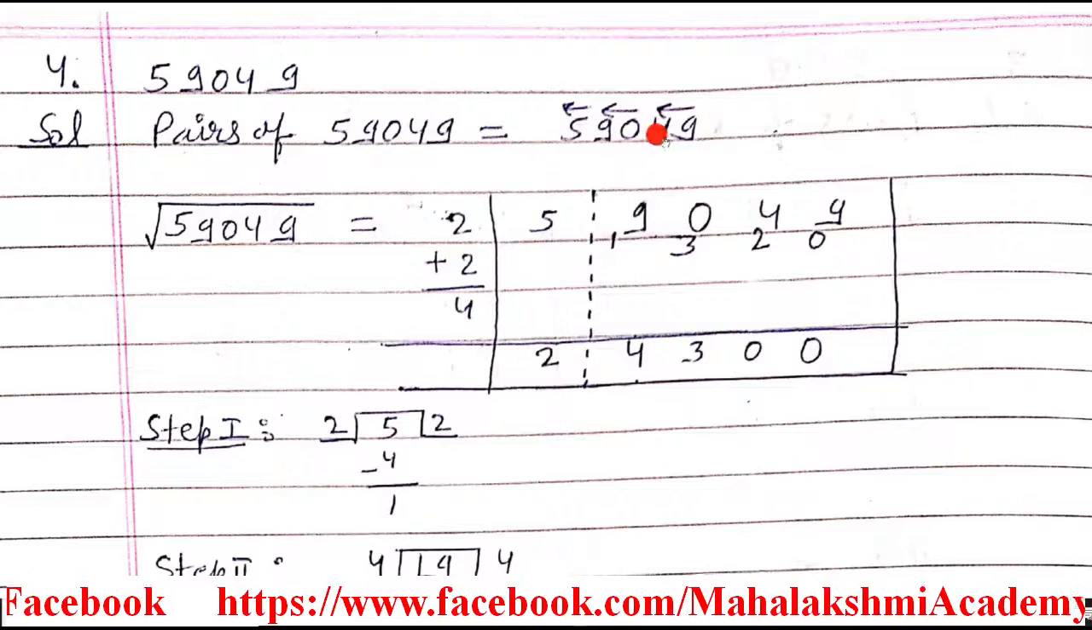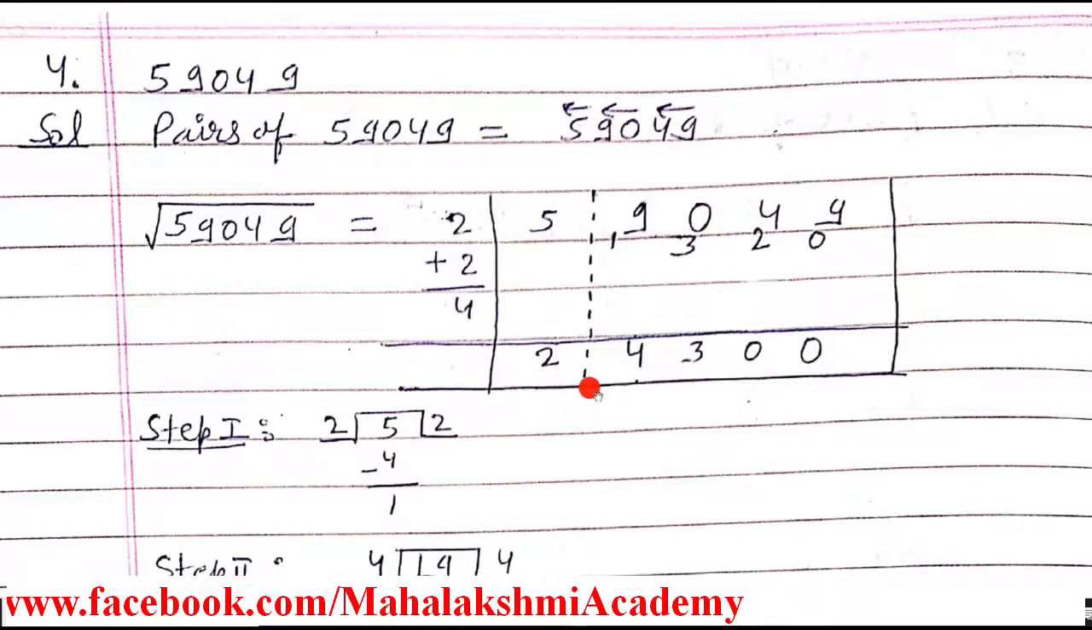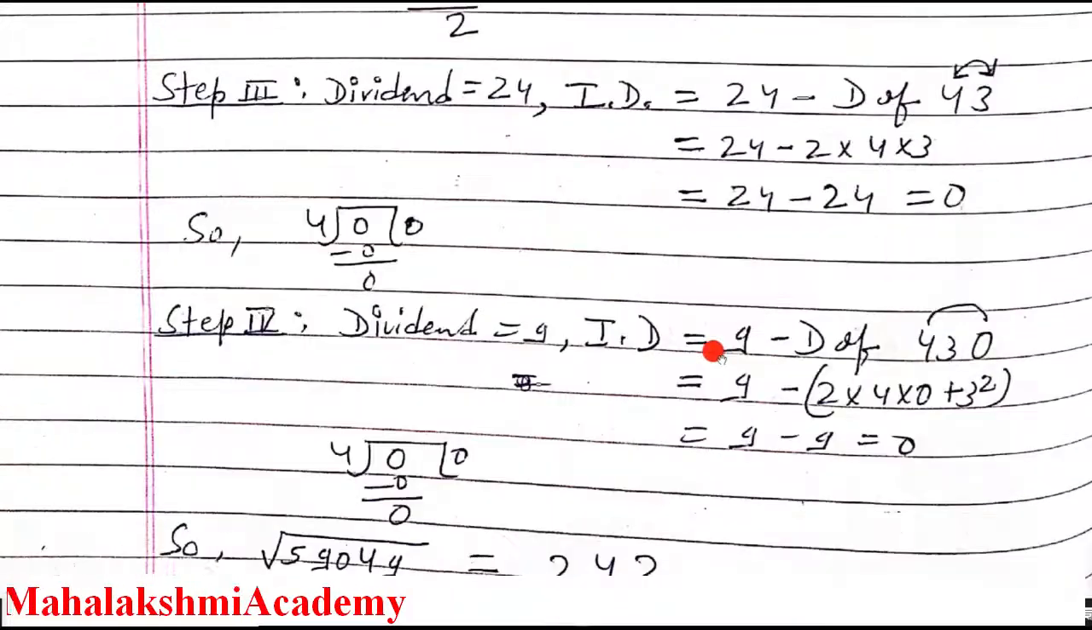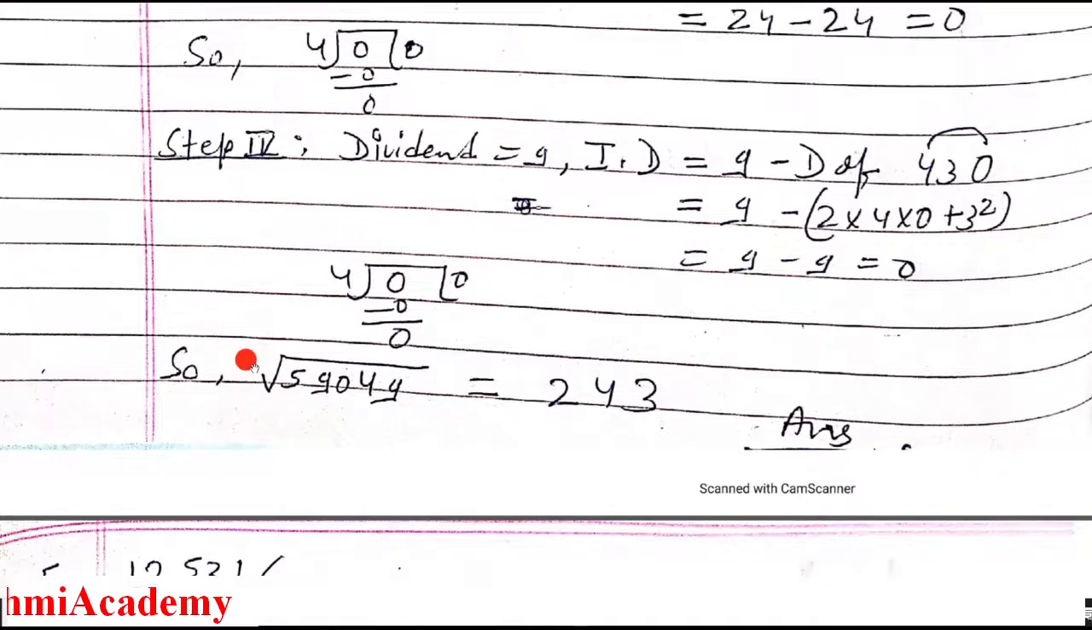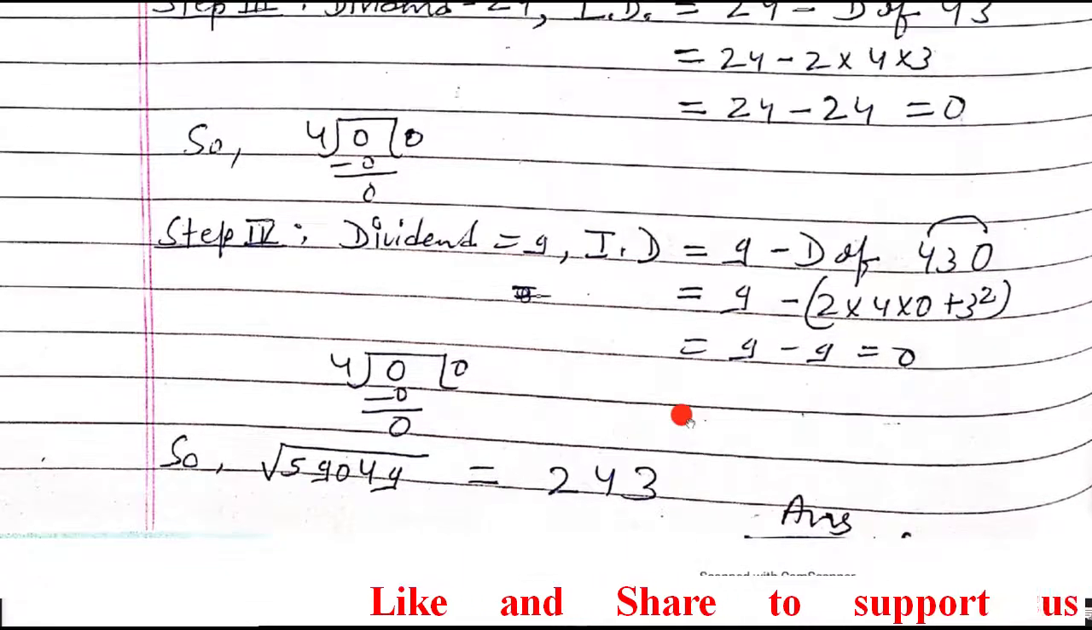Now here how many pairs do we have? 1, 2, 3. That's why from the question, from the front take 3 numbers, that is 2, 4, 3. So here write down. So the square root of this number, that is 59,049, is 243. So this question number 4 is completed.